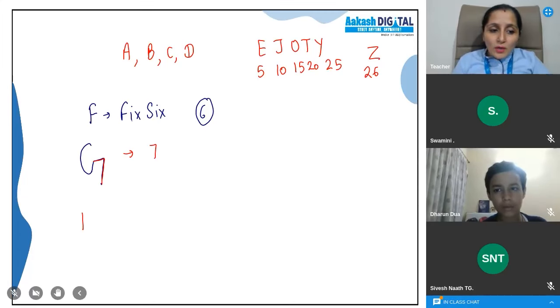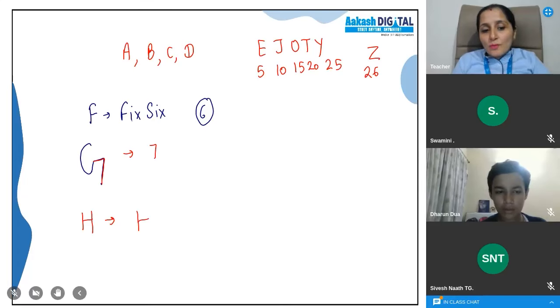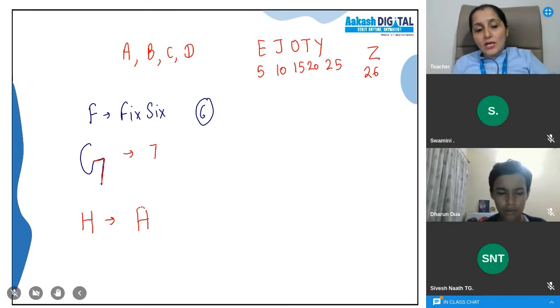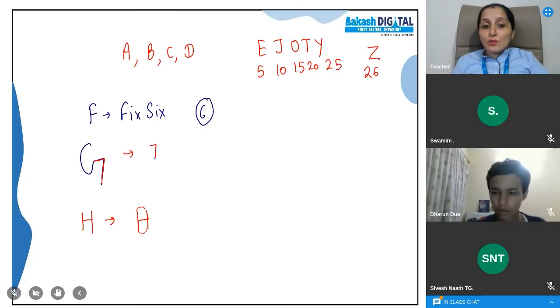Now come upon H. If you see H carefully, if I make a cap over the top of H and the bottom of H, it is looking like what? It is looking like 8. So H is 8.